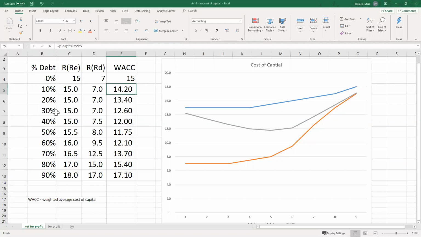Okay, so I've gone to 30% debt, 70% equity. Then I go to 40% debt and 60% equity. And what happens is my required rate of return on debt starts to go up. Now, why would that be? Why would my required rate of return on debt start to increase as I increase the percent of debt that I hold in my company?